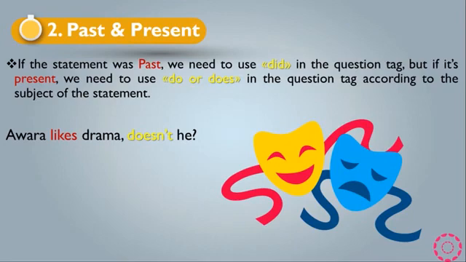Awara likes drama, doesn't he? As you see, we don't have verb to be here, so we just have a verb which is likes. So this sentence is present simple. So we said we have to use do or does. Because we have a name, Awara, or we can say he, we have to use does. And because the statement is positive, the question tag should be negative. So we said doesn't he. Awara likes drama, doesn't he?